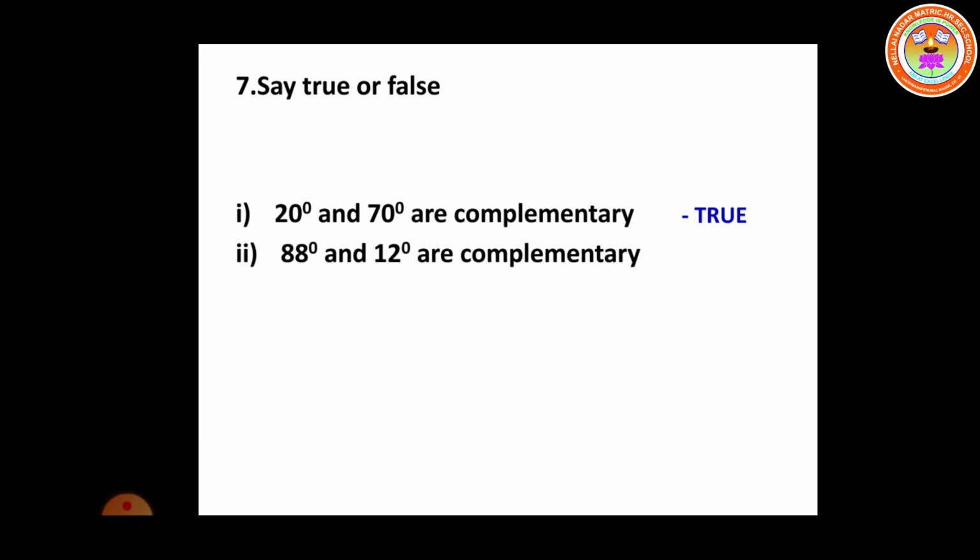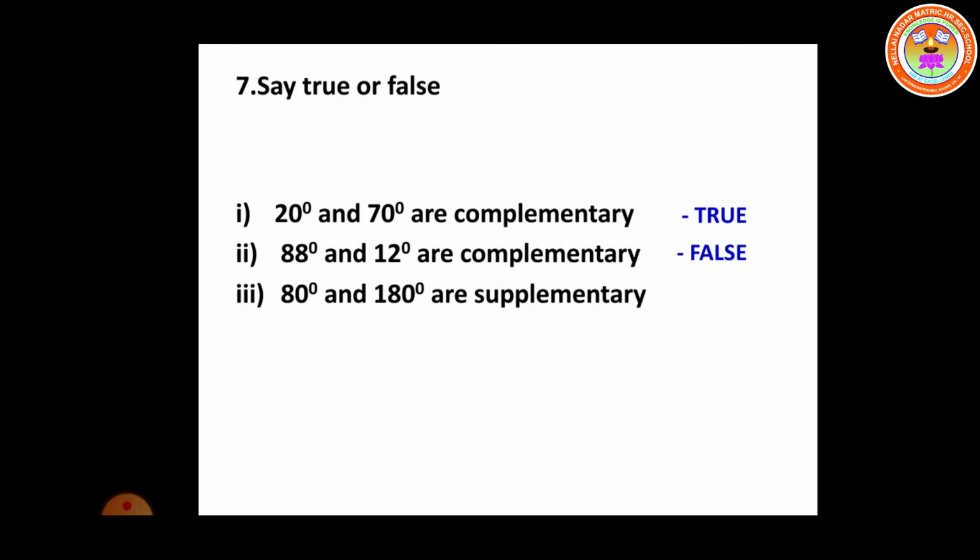Next question. 88 degrees and 12 degrees are complementary. Add these two angles, 88 and 12. Adding we get 100. So this is not equal to 90 degrees. So these given angles are not complementary. So your answer is false. Let us see the next one.